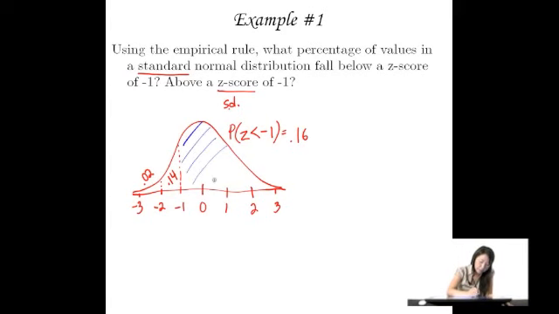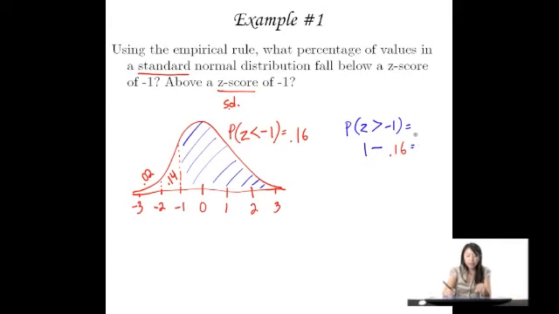Now it's asking, what about above a z-score of -1? So now it's talking about this area. There are two ways you could do this. To figure out P(Z > -1), we know that the entire area is 1, and we could just subtract out this red part, 0.16. That will end up with this area, which will then be 0.84.